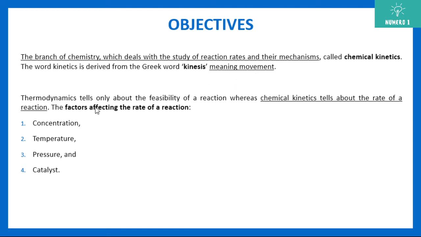So thermodynamics tells us only about the feasibility of the reaction, that is, delta G less than 0 means the reaction is possible. Now chemical kinetics will tell us about the rate of the reaction, that means how fast the reaction is going to be. Some factors which affect the rate of reaction are concentration, temperature, pressure and catalyst. We will see all these factors in detail.